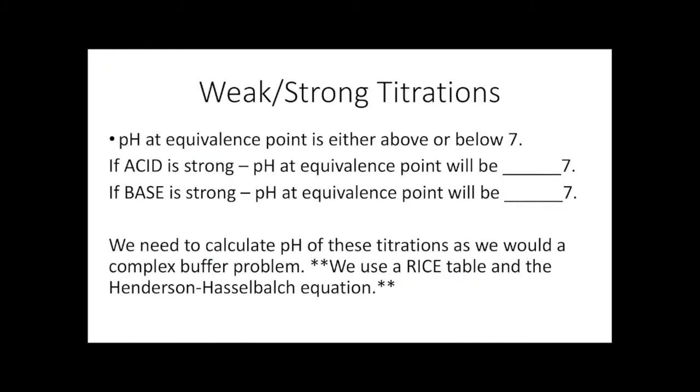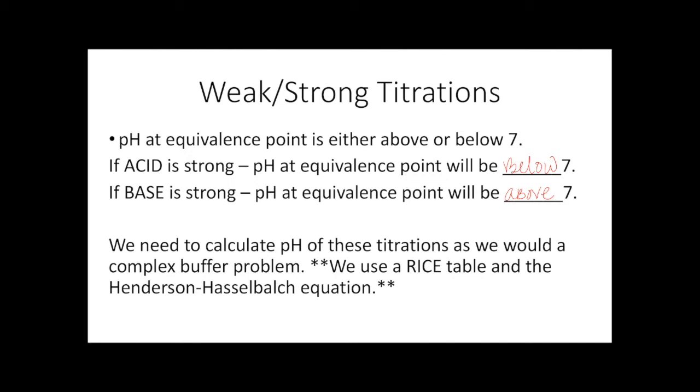Now that we did strong titrations, what about weak-strong titrations? If you have a weak acid and a strong base, or vice versa, your pH at the equivalence point is not 7 because they're not equally matched, so you're not going to meet in the middle. If the acid is strong, the pH is going to be below 7 because the acid will win out. If the base is strong, the equivalence point will be above 7, because the base is more influential over your pH.